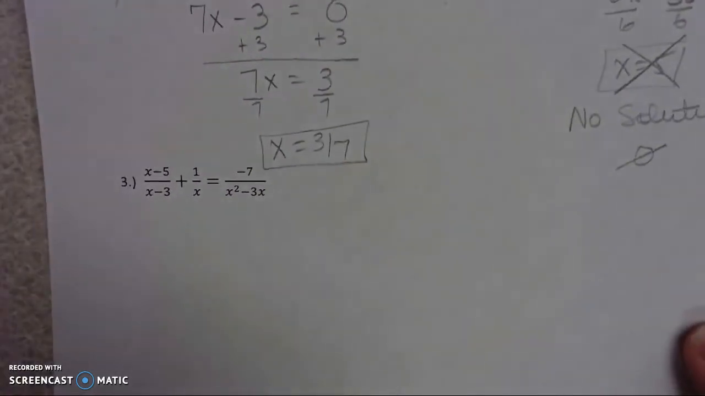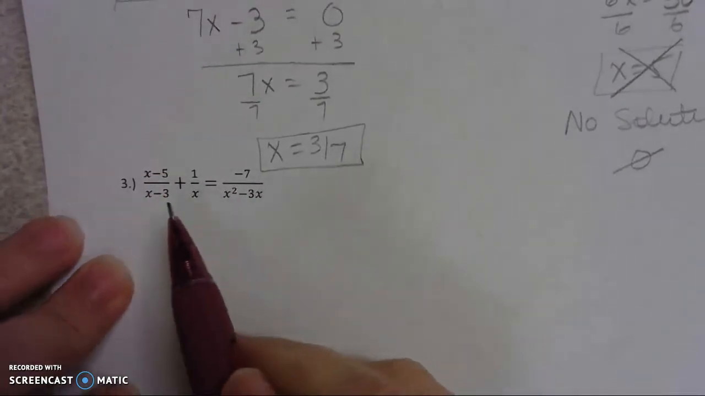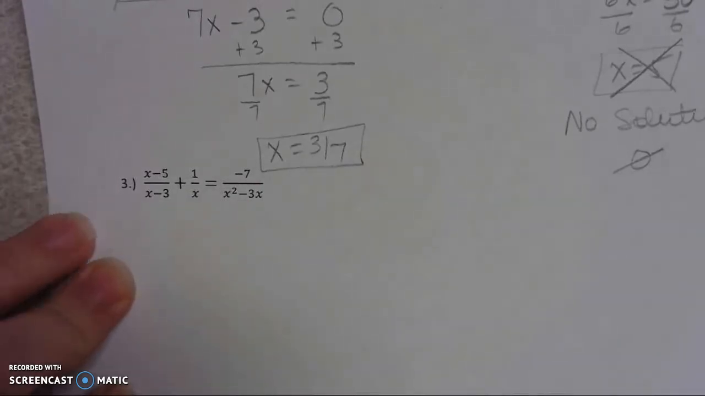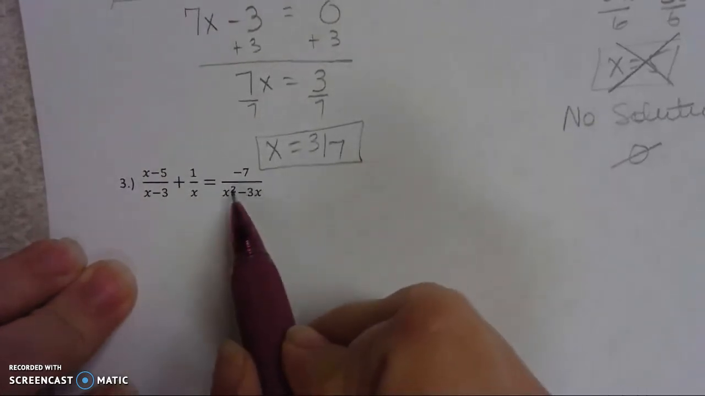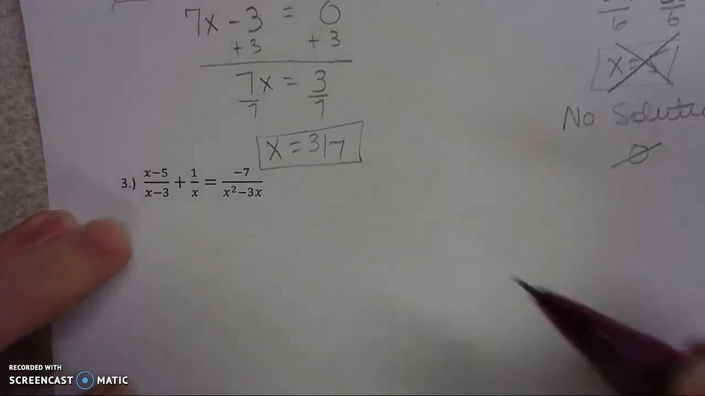Alright, let's look at number 3. When you look at number 3, you can see there are 3 fractions. Now notice this one is a little bit different because it has the x squared in the denominator, and we haven't seen one like that. So if you encounter this, you always want to make sure that your denominators are completely factored, because we need to make sure that we're really getting a true least common multiple.